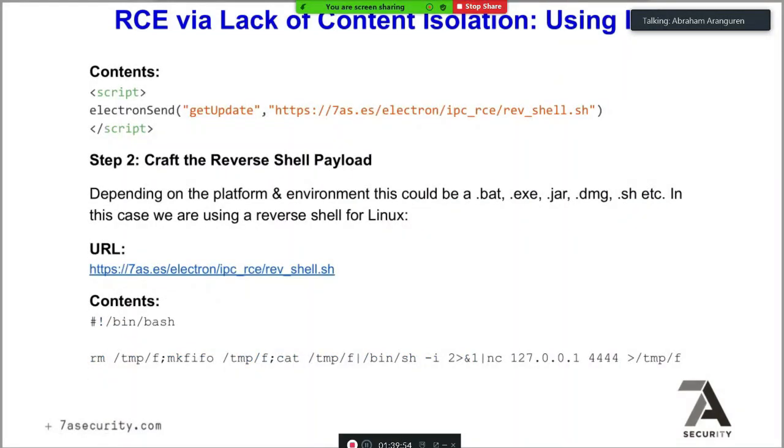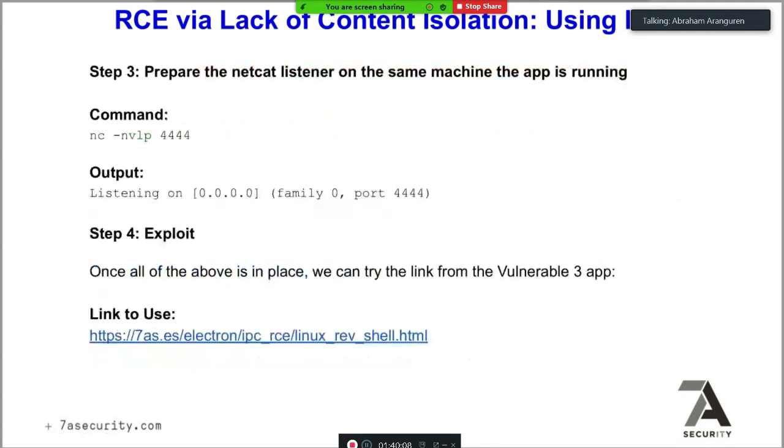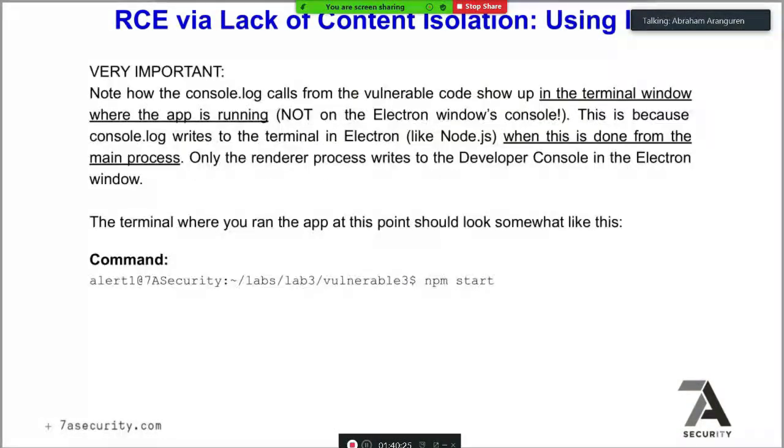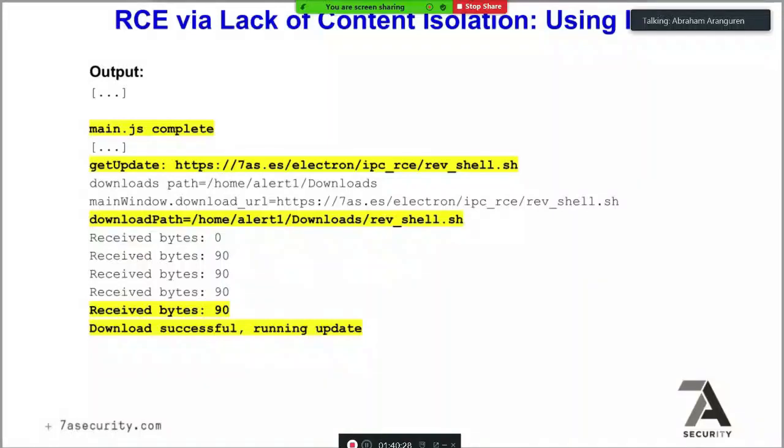So I'm just going to do it now in the demo, and it will be more beautiful maybe. But this is the main idea, right? So we do Electron send, get update of a URL where we have a reverse shell. Of course, for this to work, we need a netcat listener on another terminal. So we just do that, netcat listening on port 444, which is the shell port, right? And then after all that is in place, we can try the link and we will get code execution. So I'll show this now.